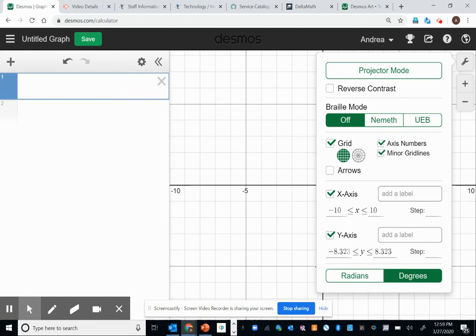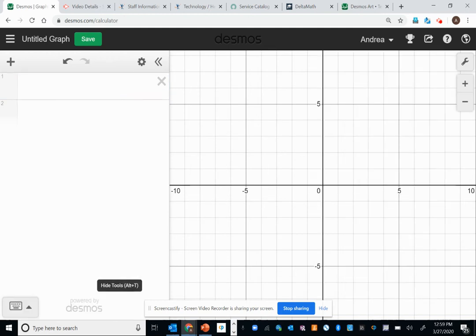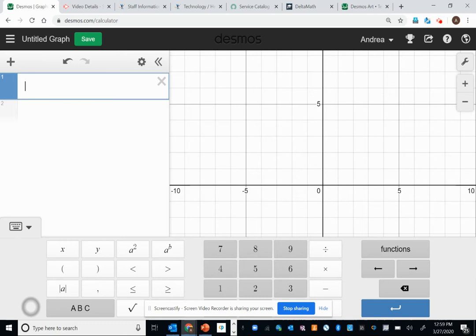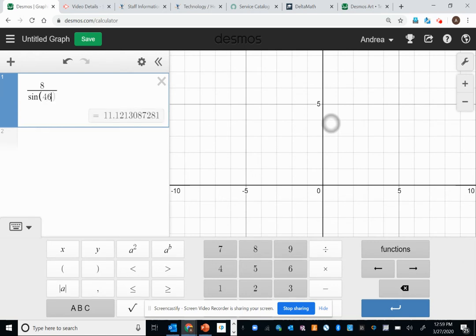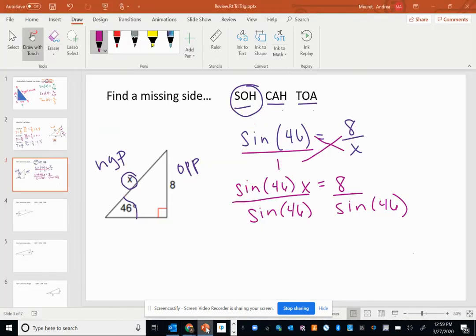So again, we needed to calculate 8 divided by the sine of 46. And so using the menu down here in Desmos, we can type in 8 divided by, and under the functions option, there are trig functions, and here's sine. And just type in 46, and we get our value is about 11.12. So back here on this equation, I'm going to say x equals 11.12. Done.